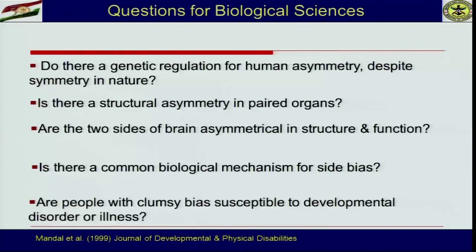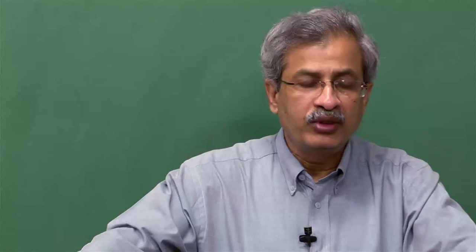Are people with clumsy bias susceptible to developmental disorder or illness? That's also not clearly known. With the Geschwind, Galaburda and Behan study, we know that there is some kind of atypicality or clumsiness in mental disorders like schizophrenia, and some of the developmental disorders like dyslexia and mental retardation.